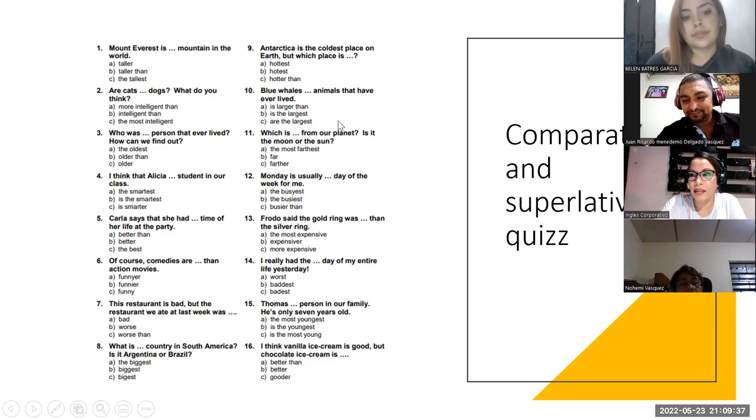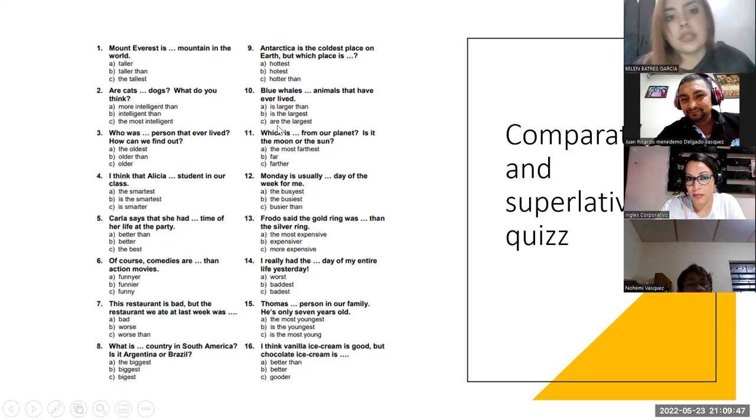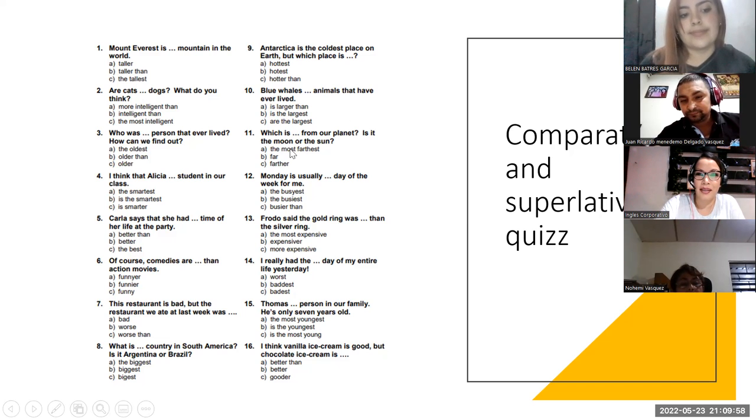Belen, number 10. Blue whales. Is that correct? Blue whales are the largest animals that have ever lived. Excellent. That is correct. Let's see, number 11.